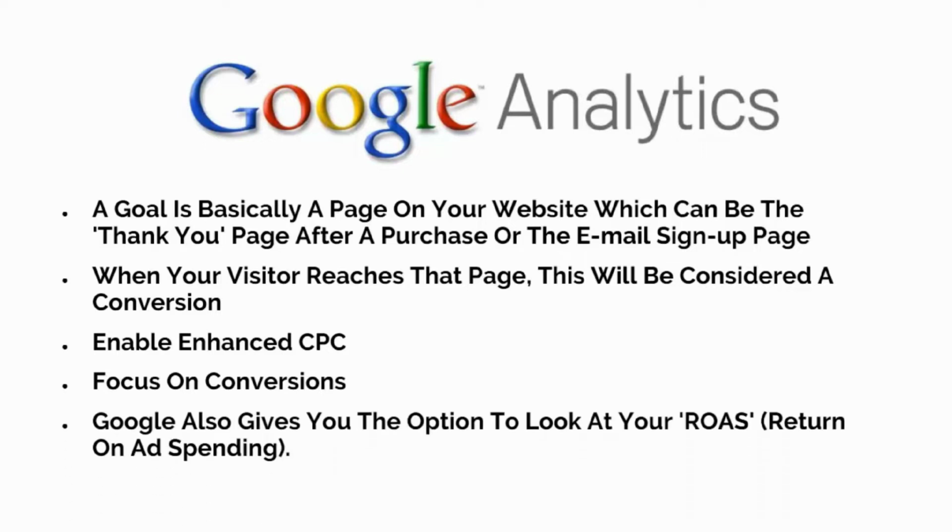Google gives you the option to look at your ROAS, which is the return on ad spending. This basically tells you how much you're earning back for the amount you're spending on your adverts, again letting you very closely control your CPA. Note that in order to get this information, you'll need to make 30 conversions in 30 days in order to provide Google with the right amount of data.